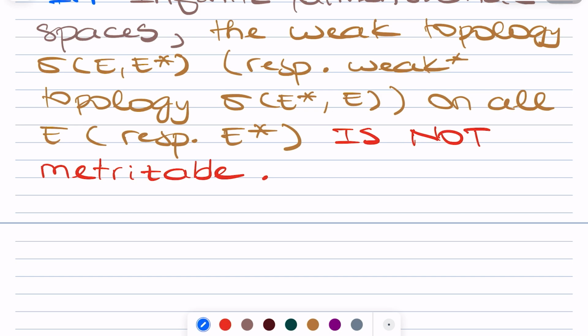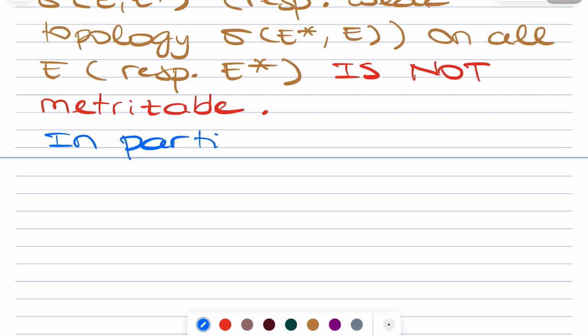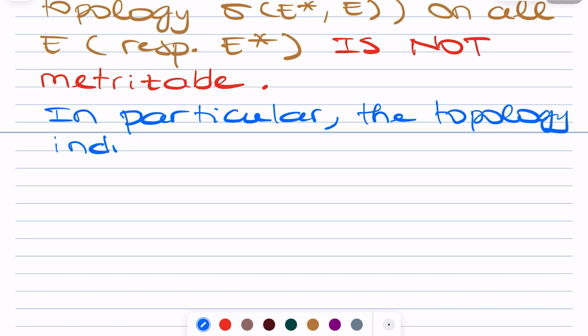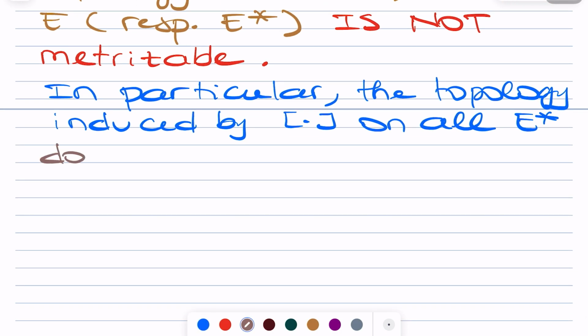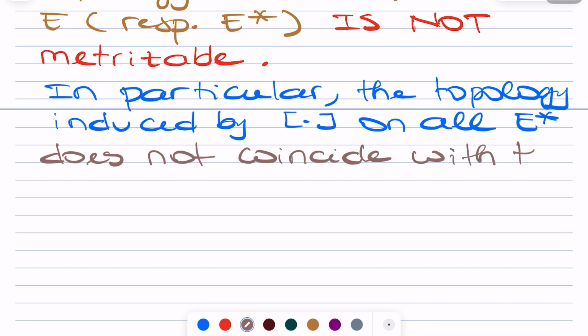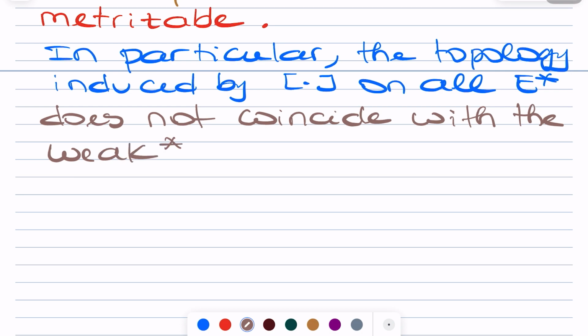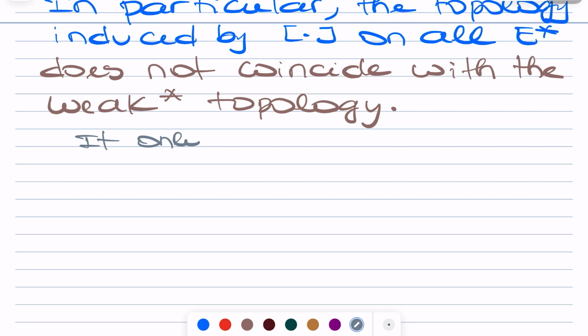In particular, the topology induced by the norm we defined above on all E star does not coincide with the weak star topology. It only coincides when restricted to the closed unit ball. Okay, good.